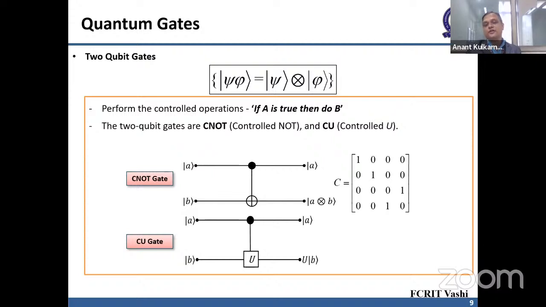What is this controlled unitary gate? If A is 1, then a specified operation, specified as U, is applied on the qubit B. If A is 0, nothing will happen. The same B will be passed to the output, right? So this is the difference between the CNOT gate and the controlled U gate, right? Shall I move forward?